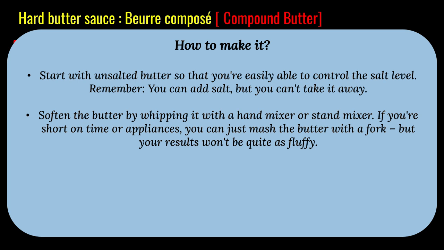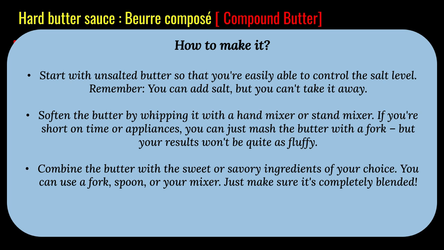Soften the butter by whipping it in a hand mixer or stand mixer. If you are short on time or appliances, you can just mash the butter with a fork, but your results won't be quite as fluffy. If you use a mixing machine or whipping machine, butter will become very fluffy. But if you mash it with a fork, butter will become soft, but it may not be very fluffy.